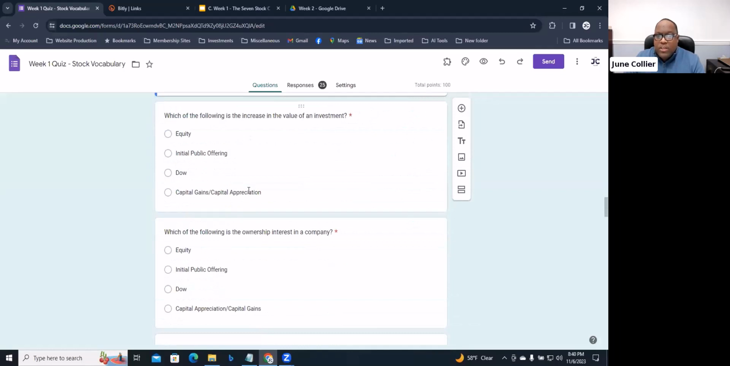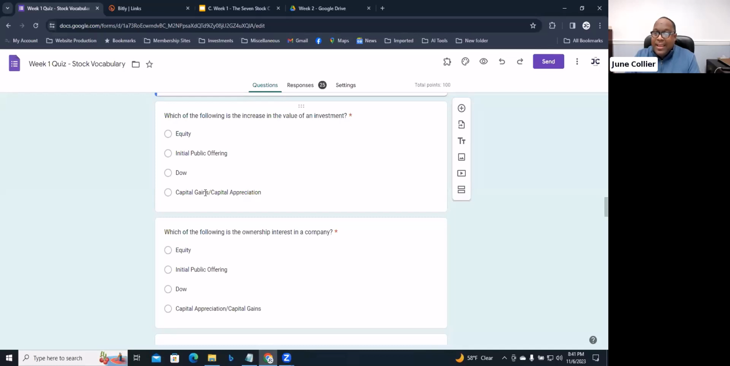Next one, which of the following is an increase in the value of an investment? So when I say that you have capital gains or capital appreciation, what that means is you bought the stock for $50, it is now selling at $60, you sell it at $60. Those are called capital gains, that $10 gain, okay? Now, you want to know about capital gains because that's what you have to pay taxes on. So if I bought the stock at 50, I sold it at 60, I got $10 worth of capital gains, I'm going to have to pay taxes on that.